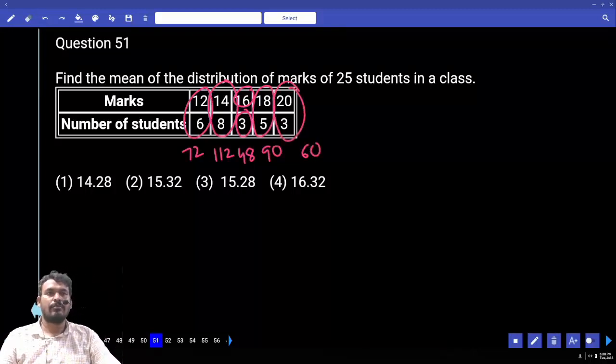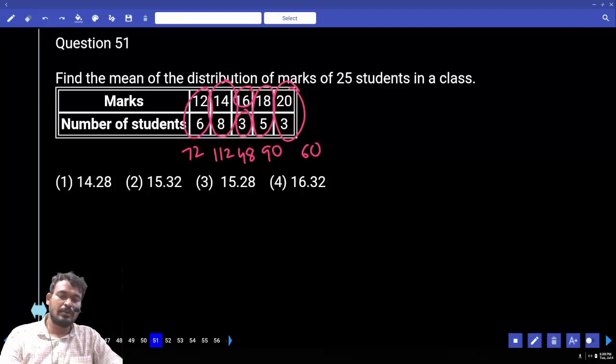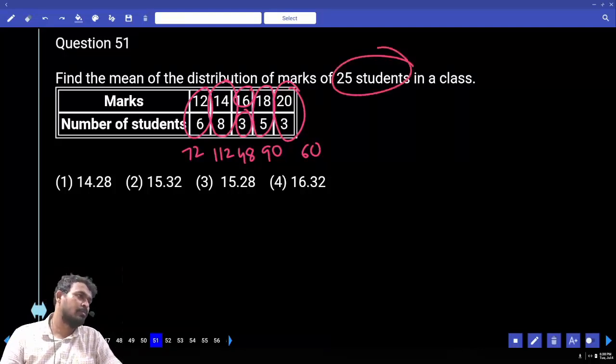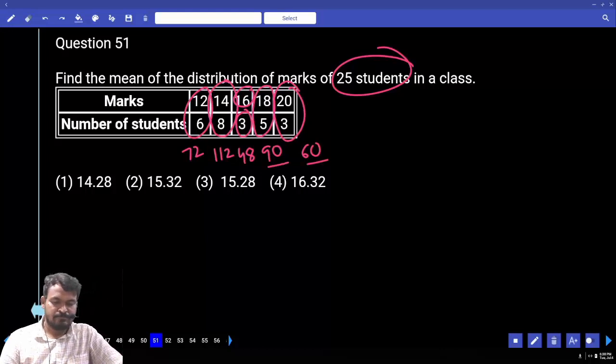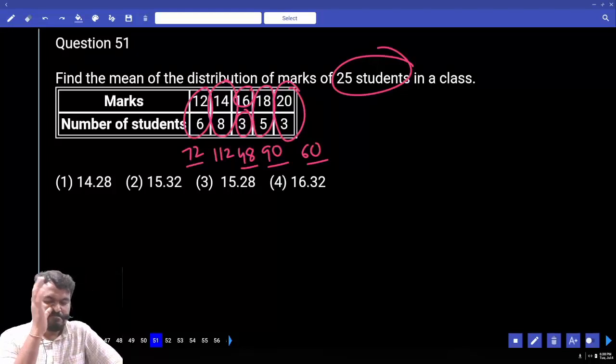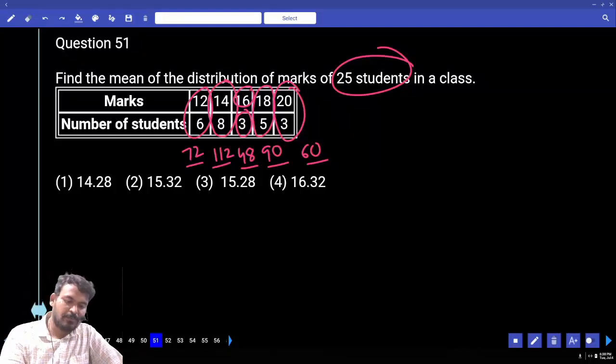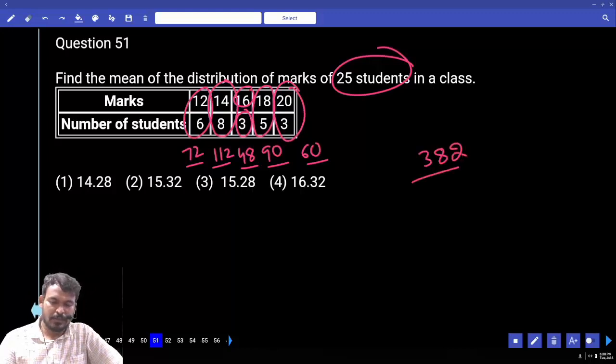All these added together give the total marks of all the 25 students or only one student? 25 students. 90 plus 60, 150. 48 plus 72, 120. 120 plus 150, 270. 270 plus 112, 382. Is that the total for 4 students or only one?